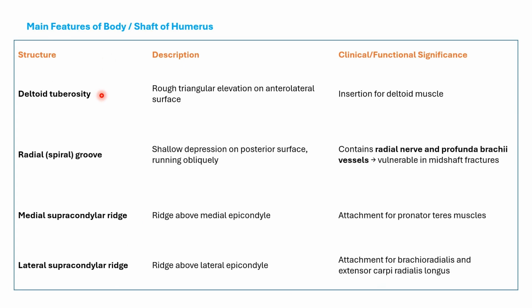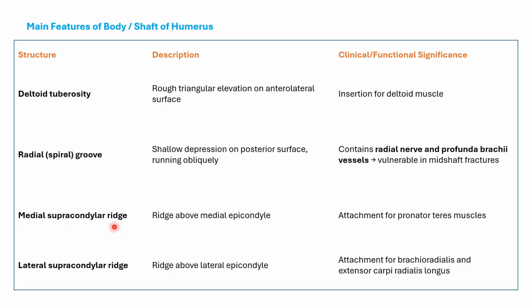Okay, now we expand them. Deltoid tuberosity is a rough triangular elevation on the anterior lateral surface and gives insertion for the deltoid muscle. Radial or spiral groove is a shallow depression on the posterior surface, running obliquely. And the spiral groove contains two structures. They are the radial nerve and profunda brachii vessels. So a midshaft fracture of the humerus leads to damage to these two structures.